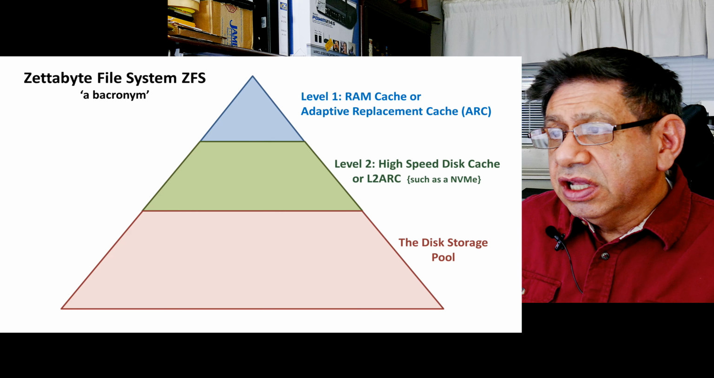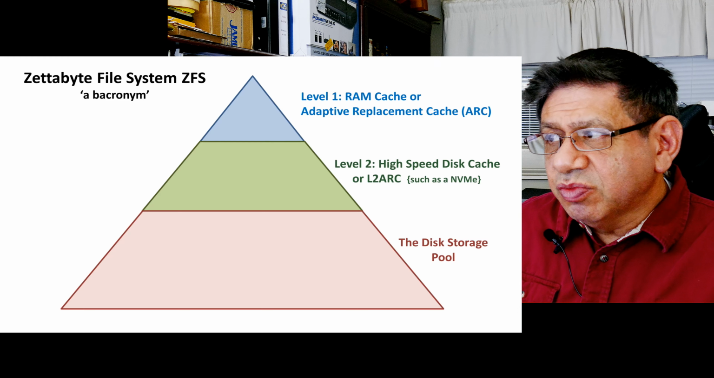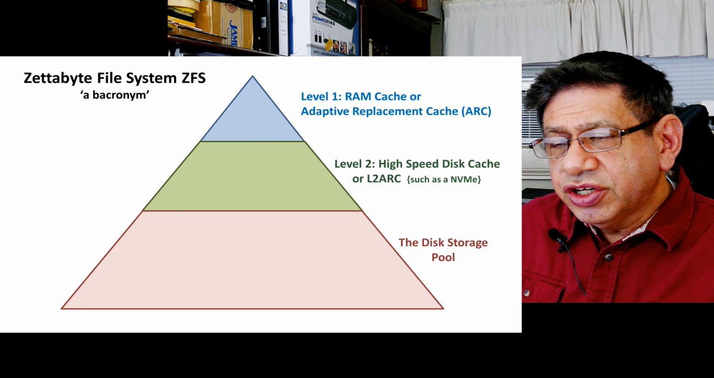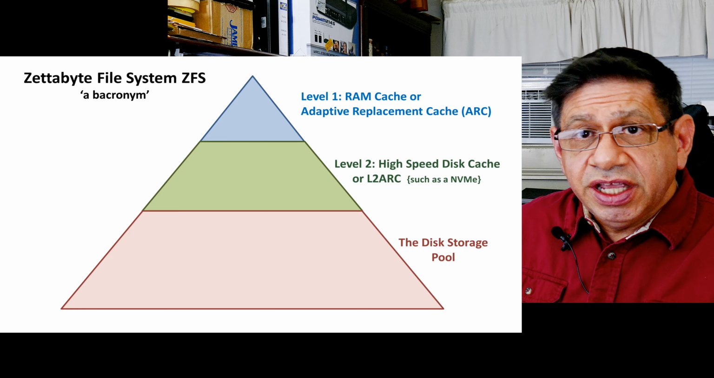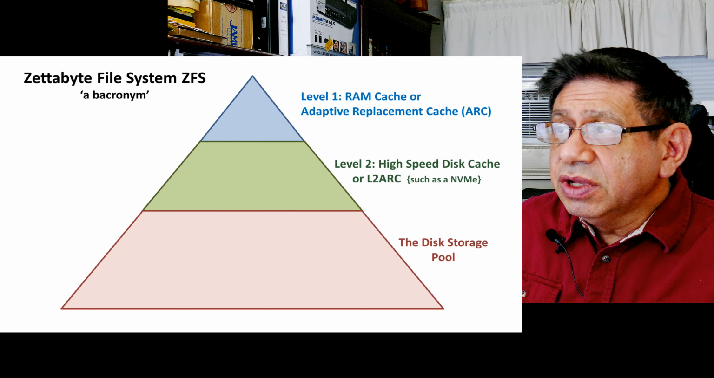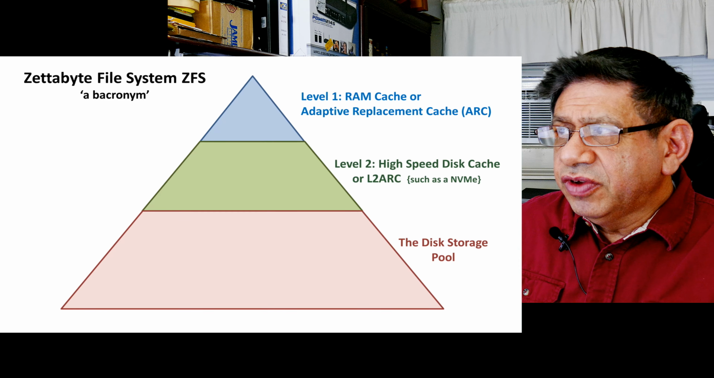As you can see, it's not totally representative, but it gives you a general idea: the RAM is the smallest, then the high-speed disk cache is a little bit larger, and then the final pool. And in my case, it follows this pattern. I have 16 gigabytes of RAM. About 15 of it is going to be available for the ARC.